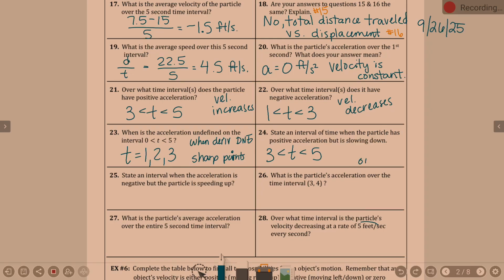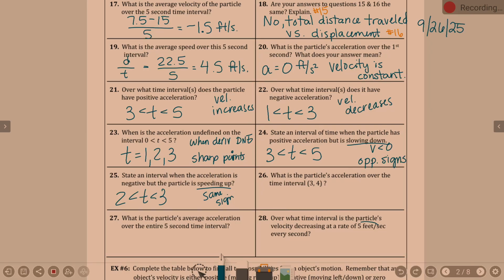So would that mean that 25 is from 2 to 3? I agree with that, because acceleration is negative, but the particle is speeding up. So when we see speeding up, you're thinking same sign. Is that making sense? Some of this will make sense when you go back through the other notes.